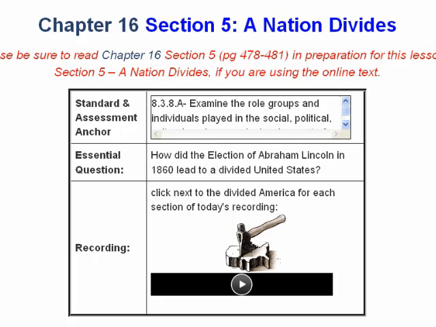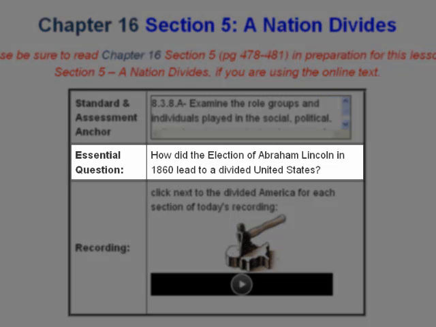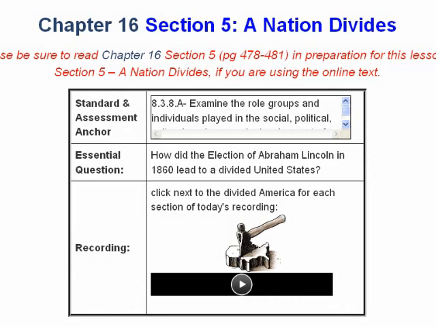So this lesson is our final lesson in Chapter 16, and it coincides with pages 478 to 481 in your textbook. And our essential question for today is, how did the election of Abraham Lincoln in 1860 lead to a divided United States? That was kind of the last straw before everything went awry in the country.